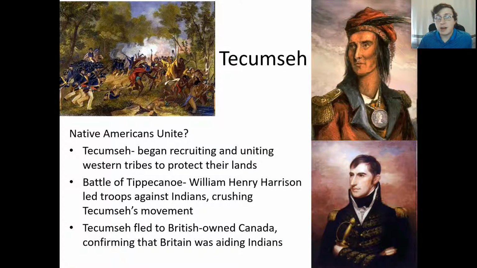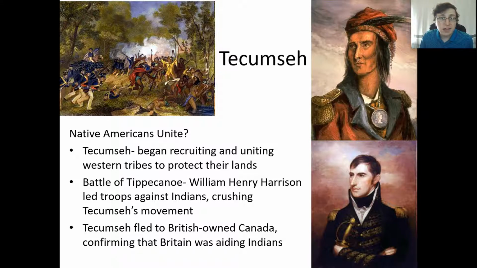All of the conflict with Native Americans is going to eventually culminate around one person, a man named Tecumseh, who is going to recruit and unite many different Western Native American tribes trying to protect the land for Native American use. The battle that will end up stopping much of the Native American attacks, the Battle of Tippecanoe, is going to end up crushing the Indian movement and is going to give us a war hero by the name of William Henry Harrison, a future president. You're going to end up seeing Tecumseh flee into Canada, which at this time was owned by Britain. And this will confirm to us that Britain was aiding the Indians.